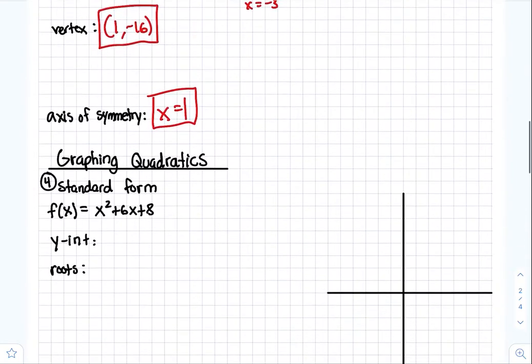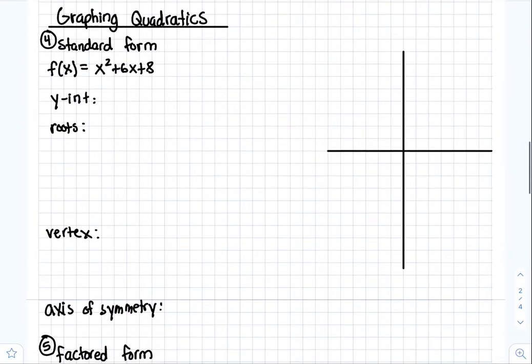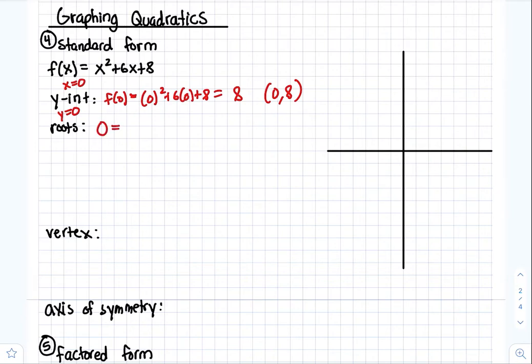Alright, so going over to this one. Okay, standard form, right? So to find your y-intercept, set x equal to 0. So f of 0 equals 0 squared plus 6 times 0 plus 8, which is 8. So your y-coordinate is 0 comma 8. Roots, set y equal to 0. So f of x is the same thing as y, so 0 equals x squared plus 6x plus 8.